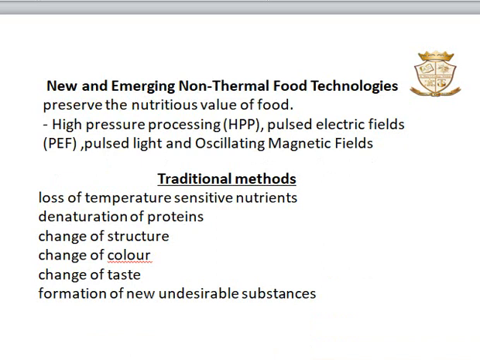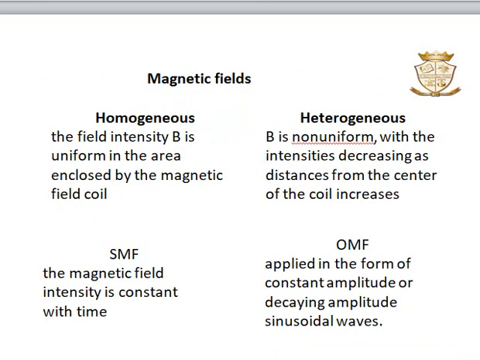To overcome this, here come new and emerging non-thermal food technologies such as high pressure processing, pulsed electric field, pulsed light and oscillating magnetic field. These techniques preserve the nutritious value of food. Magnetic fields can either be homogeneous or heterogeneous. In a homogeneous field, the intensity is uniform in the area enclosed by the magnetic field coil, whereas in a heterogeneous field, the intensity is non-uniform, with intensities decreasing as distance from the center of the coil increases.